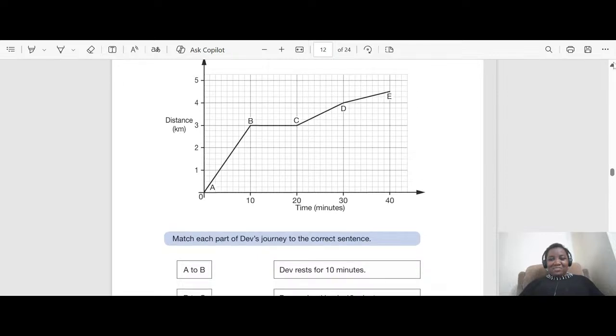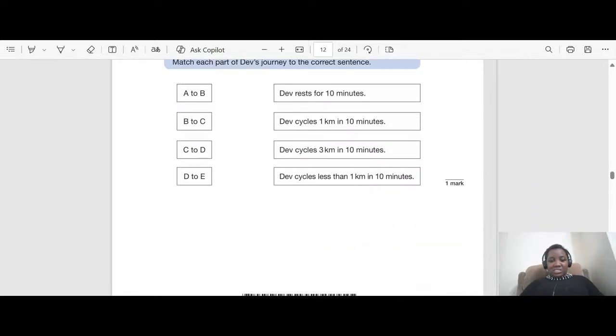So that is definitely from point D to E, because he took it from 4 kilometers and he didn't get to 5 kilometers by the time his 10 minutes was up. I hope we understand that.